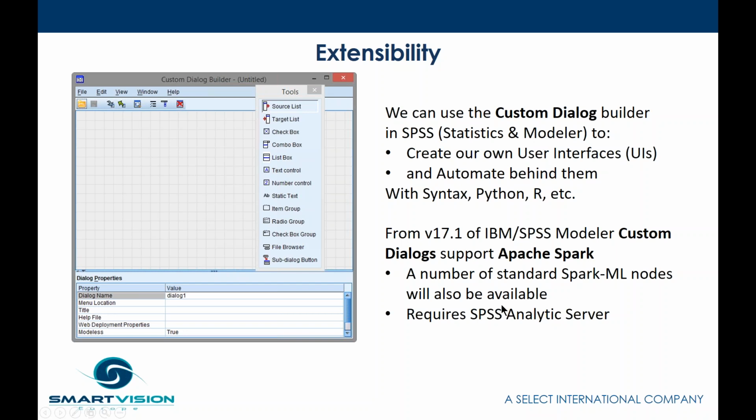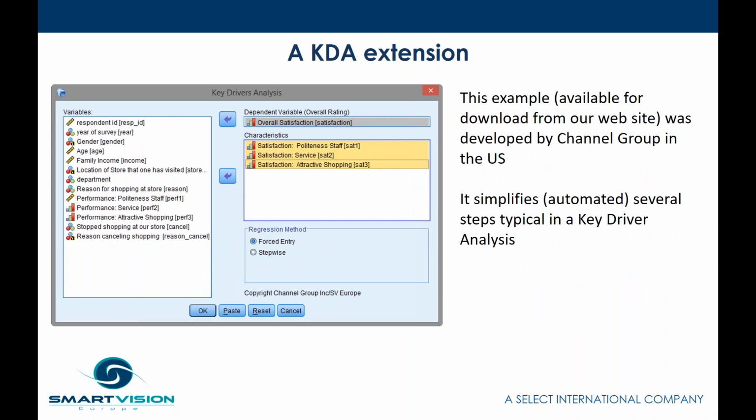More recently, this can be done in Modeler, at least, using Apache Spark, which has its own algorithms, and is one of the new big data platforms. Here's an example, a KDA extension in SPSS Statistics itself. At first glance, this looks like an SPSS dialog box, but actually it isn't. It was developed by a partner of ours called the Channel Group in the US. You can find it on the Smart Vision site. If you do KQ drivers, you can download this from the Smart Vision site. We have quite a few users of this already.